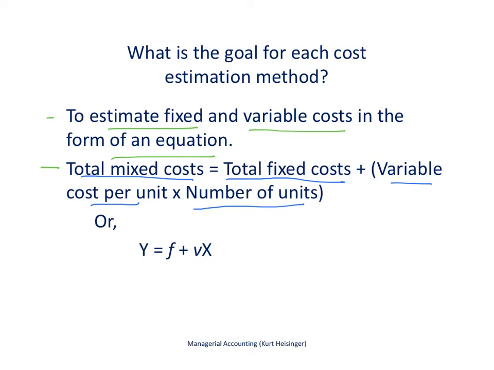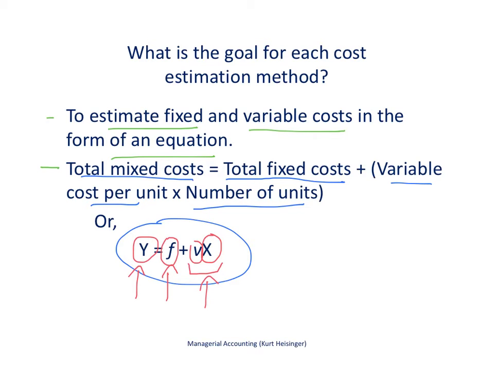We state that in the equation form that you see here, where y is our total cost, f is the total fixed cost, v is the variable cost per unit, and we multiply that times x, the level of activity, typically stated in number of units, and then it gives us the total variable cost. So again, y is the total mixed cost, and it equals the total fixed cost plus the total variable cost.